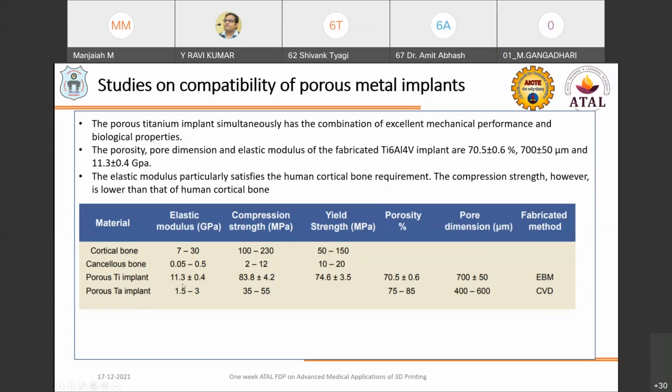the elastic modulus is around 11.3 gigapascal for porous titanium, and for porous tantalum implants it is 1.5 to 3 gigapascal, with a compressive strength of 83.8, and in porous tantalum around 35 to 55. Where we need cancellous bone, it can be replaced with tantalum implants, and wherever cortical bone is needed, it can be replaced with these porous titanium implants, which are made by this EBM process.